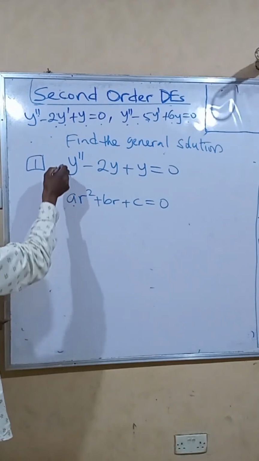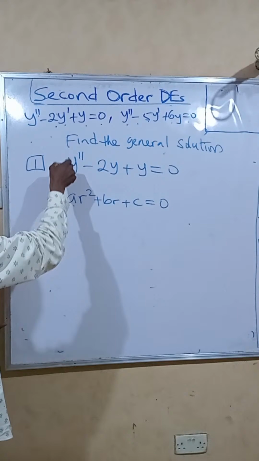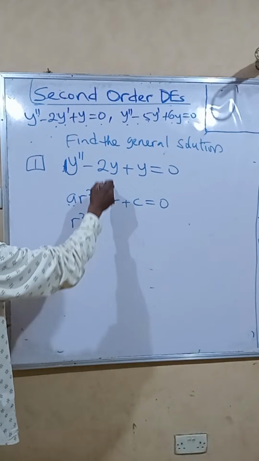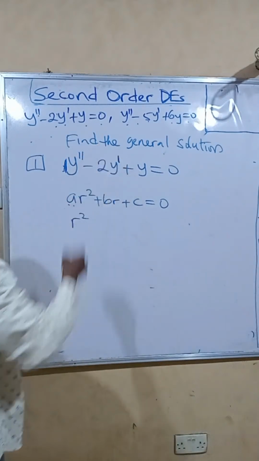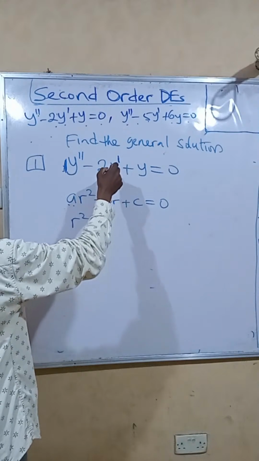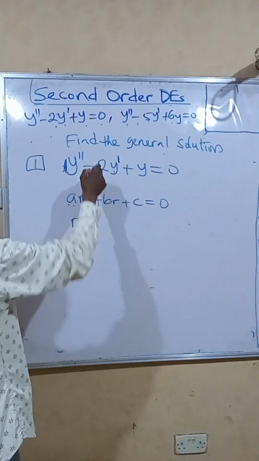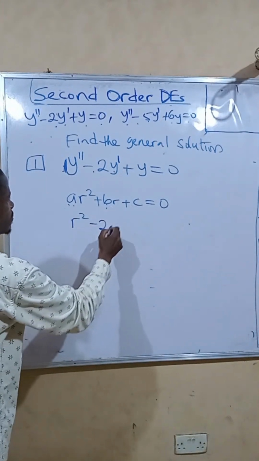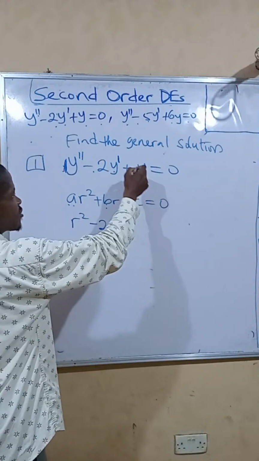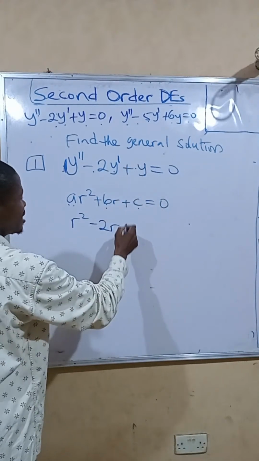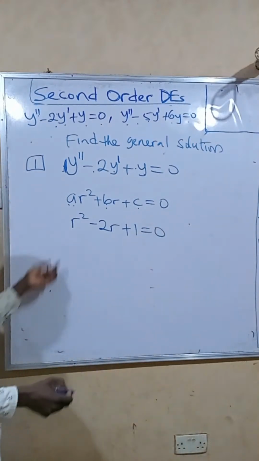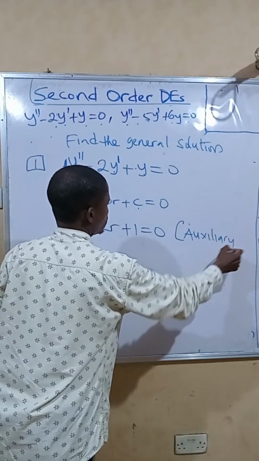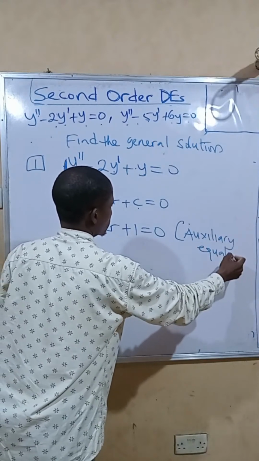Now correspond this to the given problem. The coefficient of your second differential is 1, so a is 1. The coefficient of the first differential is minus 2, that's your b, minus 2. Then the coefficient of y is c, which is plus 1. So that's the auxiliary equation.